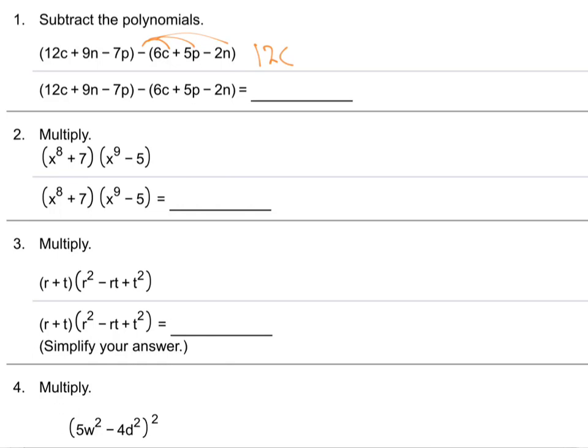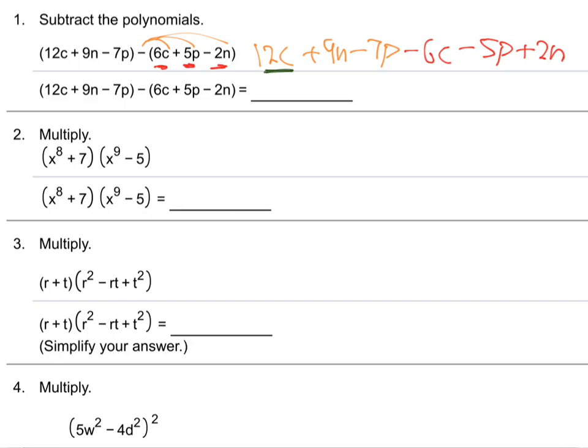I guess go 12c plus 9n minus 7p. And then it's going to change all the signs in the back, huh? When that minus distributes: minus 6c minus 5p plus 2n. See how all three of these signs change because the negative distributed? Is that good? And then we get what?